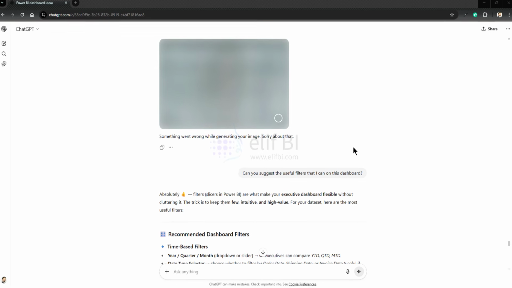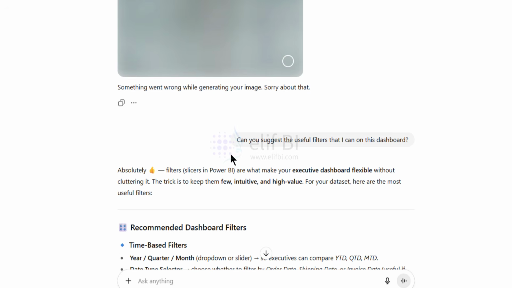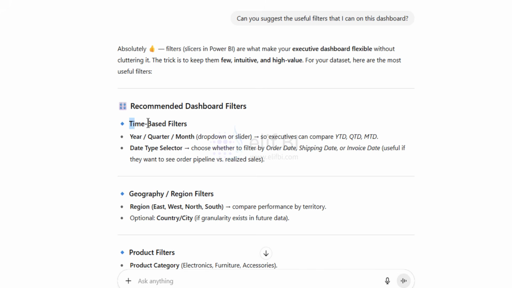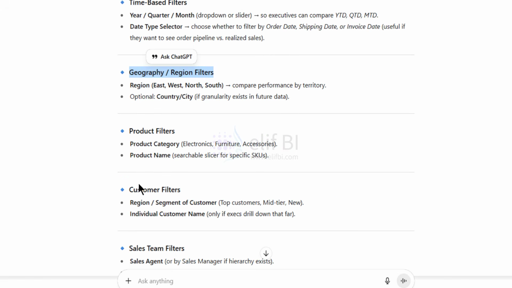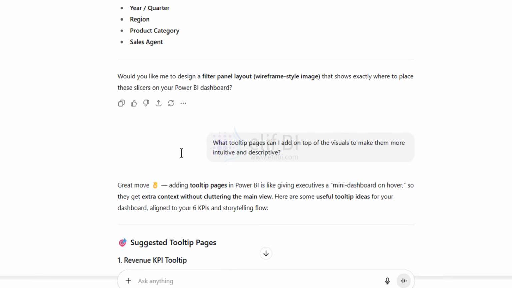Coming back to ChatGPT, here I'm asking a couple of prompts about the filters. So I say, can you suggest the useful filters that I can use on this dashboard? And it tells me it could be time-based filters, geography or region filters, product filters, customer filters, and sales team filters. So these are some of the filters that we have already discussed.